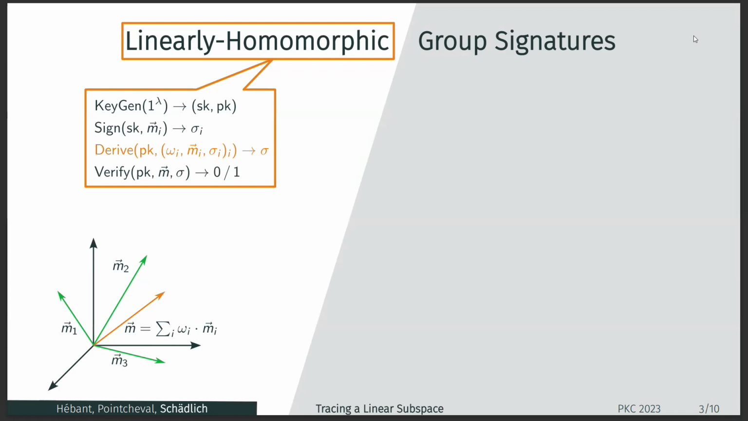The reason why this scheme is called linearly homomorphic is that given signatures for, say, M1, M2, and M3, we can derive signatures for any message M that can be written as a linear combination over M1, M2, and M3. And the important property here is that this derivation needs only the public key, but no knowledge of the secret key. So essentially, everyone can do it.